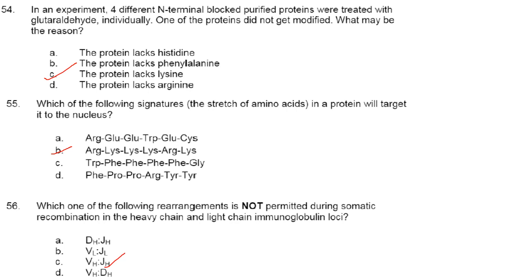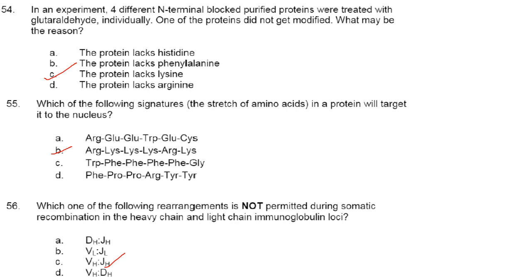Answer is option C. Which one of the following signatures, the stretch of amino acids in a protein, will target it to the nucleus? Entry of large proteins into the nucleus requires a nuclear localization signal, that is lysine, lysine, lysine, arginine, lysine inside the protein, near but not at the N-terminal end of the protein. So the answer is option B, arginine, lysine, lysine, lysine, arginine, lysine.